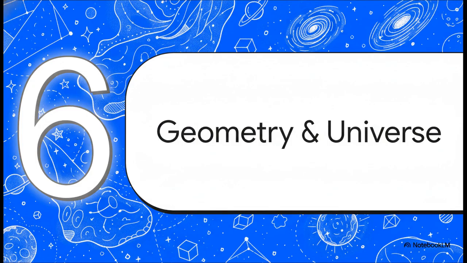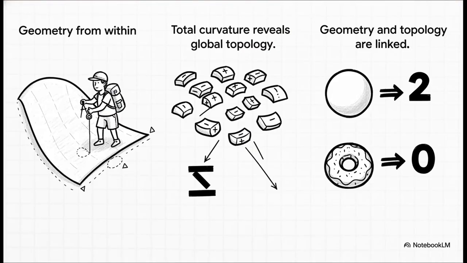So you might be thinking, okay, that's a cool math puzzle, but what does it have to do with the real world? Well, the implications are cosmic. So let's just recap the big ideas from our journey today. First, we learned that you can define geometry completely from the inside. Second, all those little local measurements of bending can actually tell you the global shape of your entire world. And third, a surface's geometry and its fundamental shape, its topology, are deeply, powerfully connected.